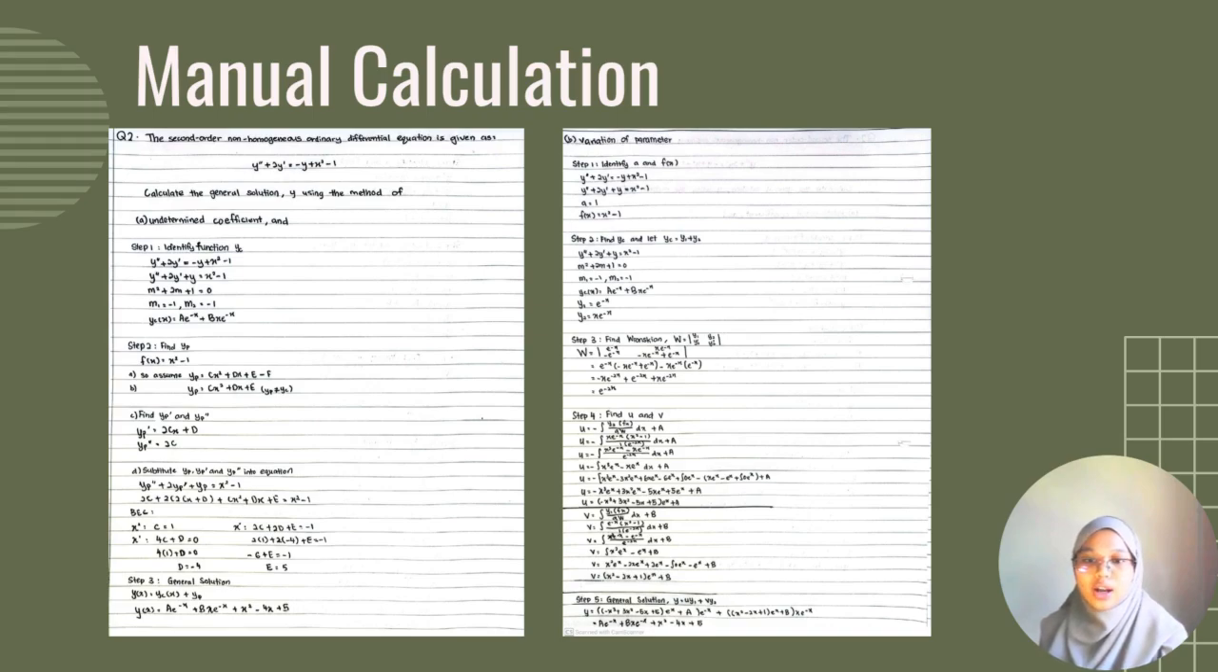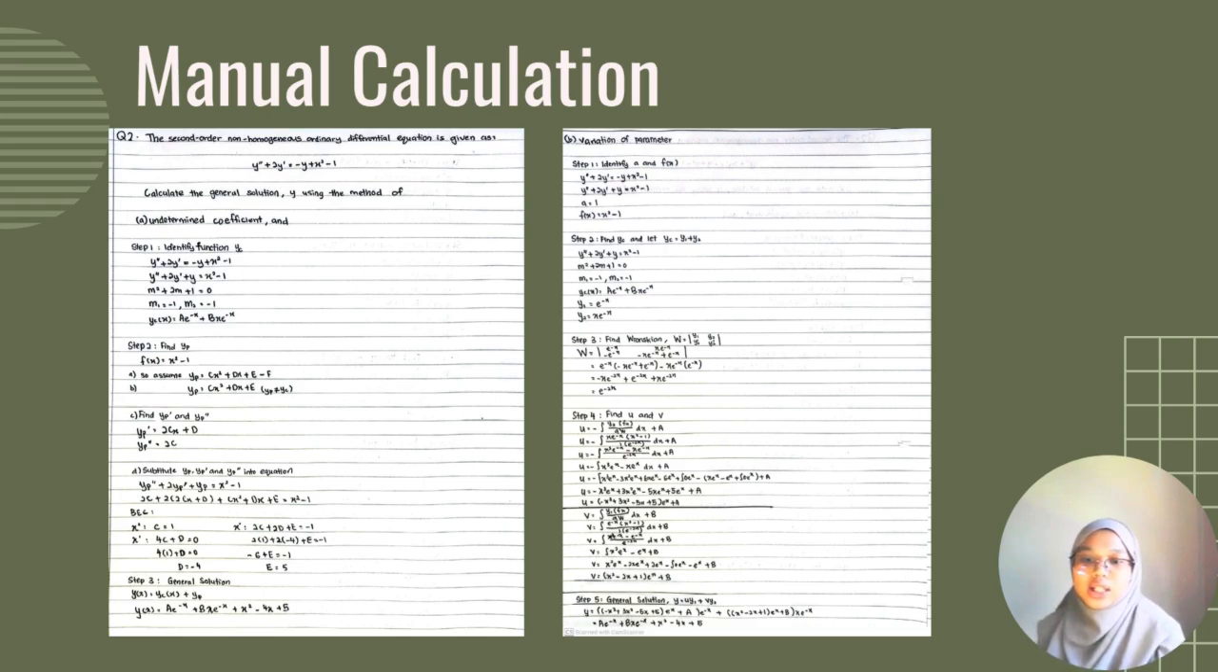The second method we use is variation of parameters. This variation of parameters has 5 steps. The first step is to identify A and Fx. To identify A, we must refer to y double prime. So when we change the equation given into the general equation, we get A is equal to 1 and Fx is equal to x squared minus 1. Second step, we must find yc and let yc is equal to y1 plus y2.